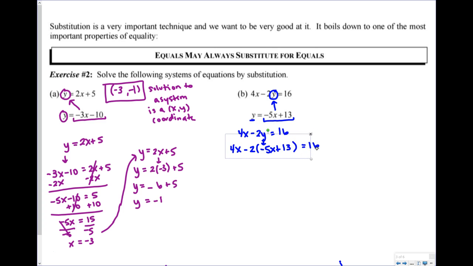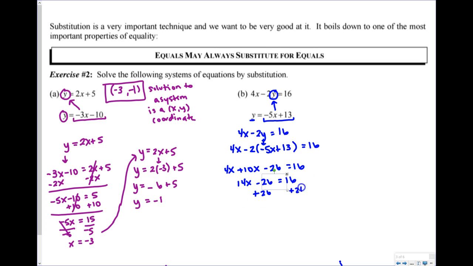And then I'm going to solve this. So I've replaced, it's not negative 2 times y anymore, now it's negative 2 times my expression that y is equivalent to. And now we solve. I have to distribute the negative 2, so I get plus 10x and then minus 26 equals 16. Combine like terms, 14x minus 26 equals 16.